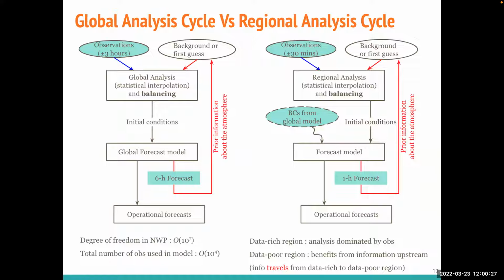So there are different types. On the right-hand side, what is the main difference here? The main difference is coming from here. If it's a regional model, you use the regional analysis, of course, from the model output and from the observation, do the statistical interpolation and balancing. And then you also need boundary conditions, where you have boundaries for your regional model. So you need the boundary conditions from the global model. That's the only difference comparing these two. And also the time here, of course, regional model, you are focusing on shorter time scale. Okay.